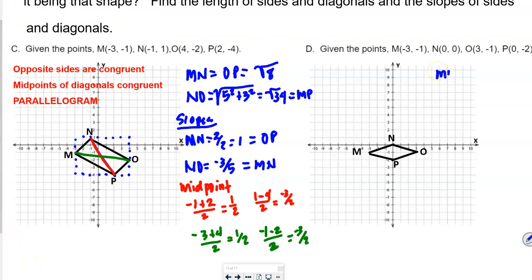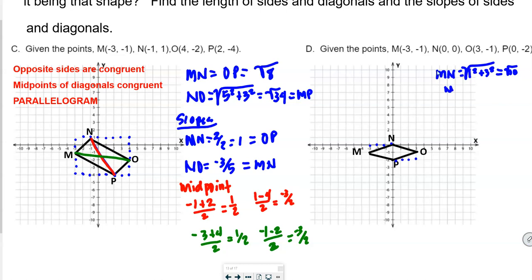MN, 1 up, 3 over. 1 squared plus 3 squared. That's going to be the square root of 10. See if the opposite side's the same. That would be 1 down, 1, 2, 3 over. Yep. So MN.